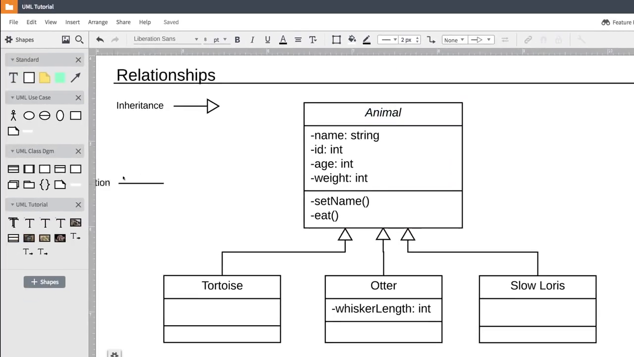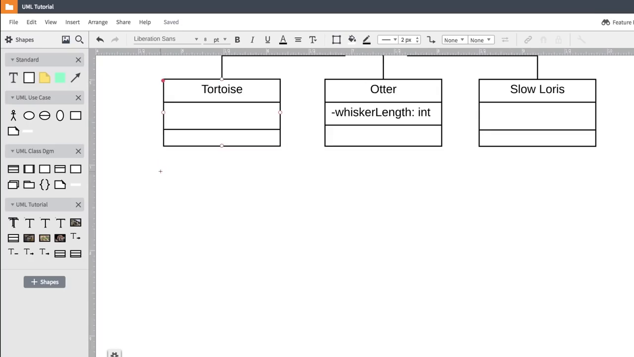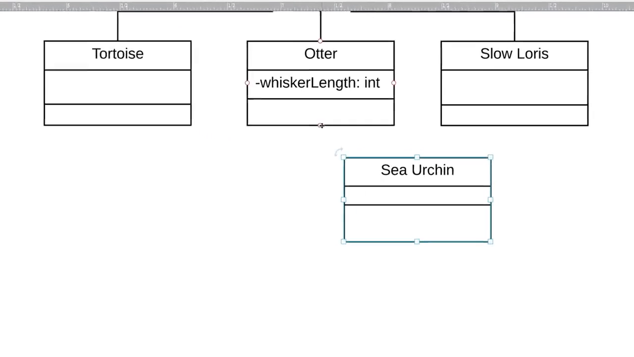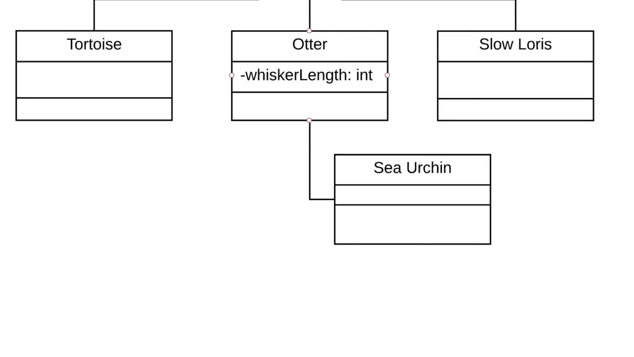Okay, another type of relationship is association. So if we had a class for sea urchin, we could draw an association, which is just depicted by a simple line, between otter and sea urchin. And we could say otter eats sea urchin. There's no dependency between them, it's just a basic association relationship, and it's pretty simple.